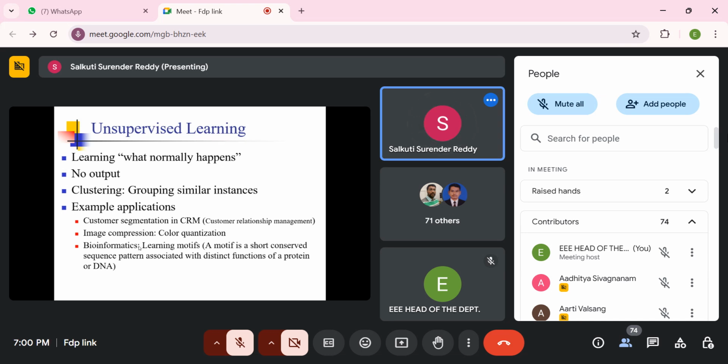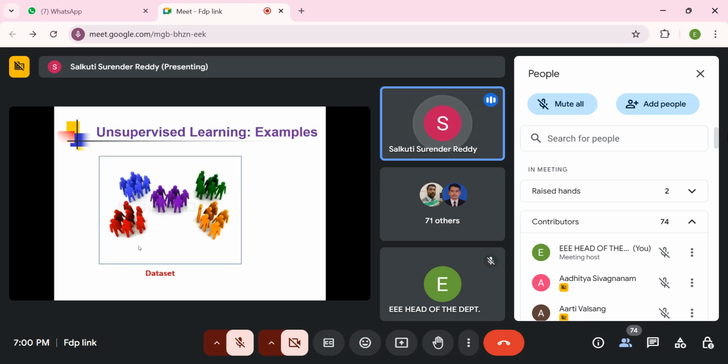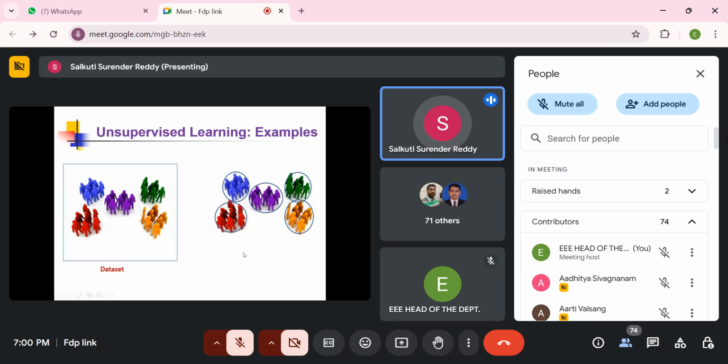So just now we have finished supervised and unsupervised learning. In unsupervised learning, we have a data set. From this data set, we make clusters based on similar patterns. So we make the clusters, and then the system is going to learn based on this.